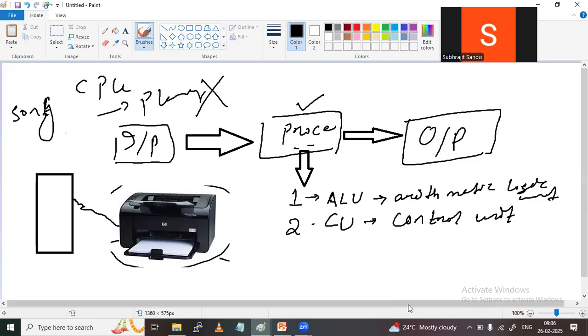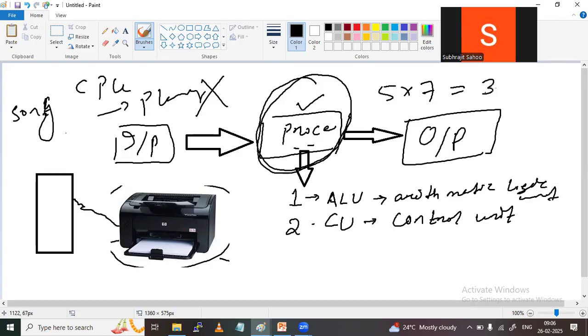That much control. Suppose I say a human being is also just like a CPU, right? We can do arithmetic related work. Suppose I ask a human being, what is 5 into 7? Immediately the answer will come, 35, even faster than the computer. But suppose I ask what is 505 into 702, then our mind hangs. We need a calculator, pen and paper to do this work.